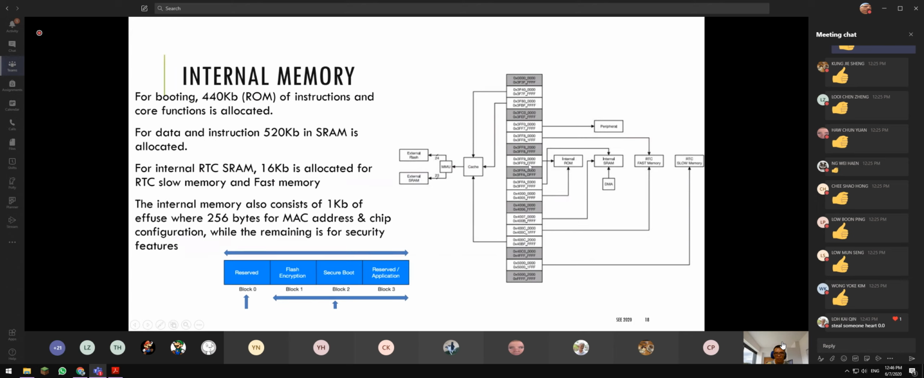Here is the internal memory of the ESP8266. There's one error over here, so it's your job now to find that error. Can you tell me the answer? For booting, it says 440 KB of ROM. Where is the ROM? The ROM is over here. The location is from here to here. Can you tell me how many KB this is?